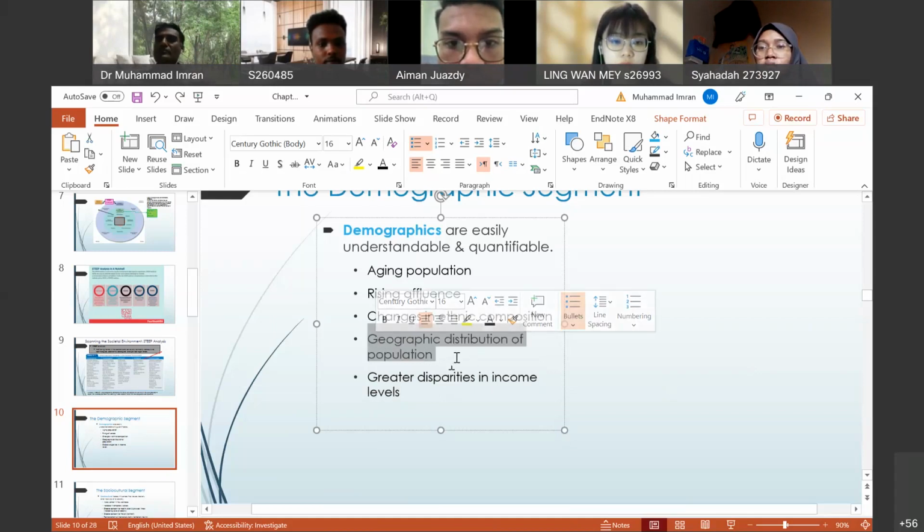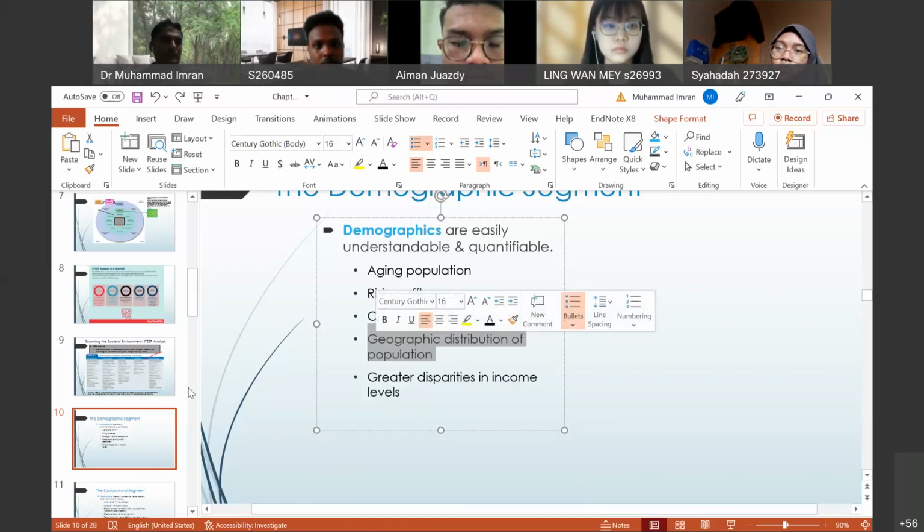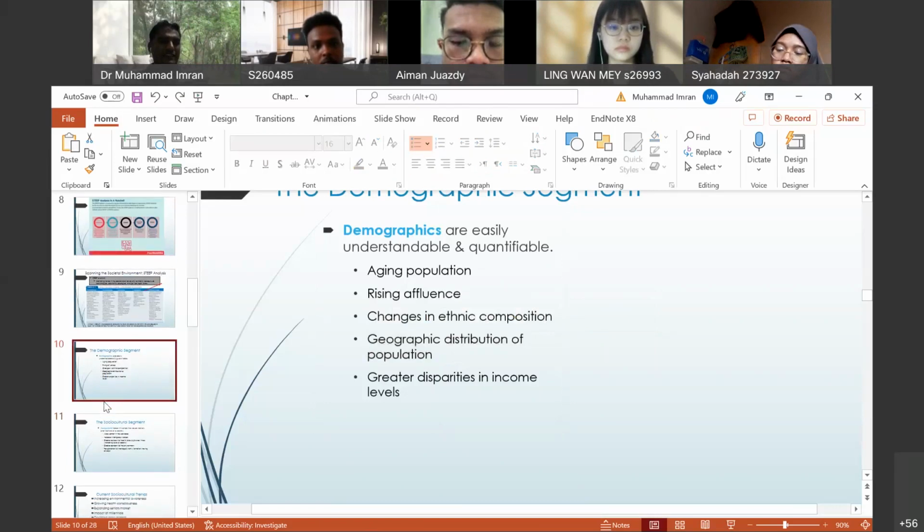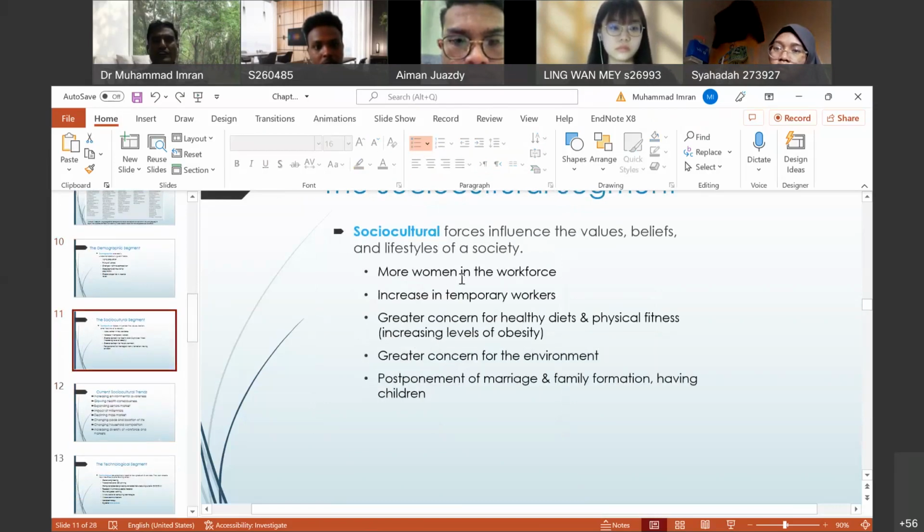Geographical distribution of population, okay, we can understand. The villagers may have less access to the market, while those people who are living in the city have more access to goods and more brands. Maybe they can purchase more goods, more brands like that. Now, don't go into detail, just have a look. More social cultural.